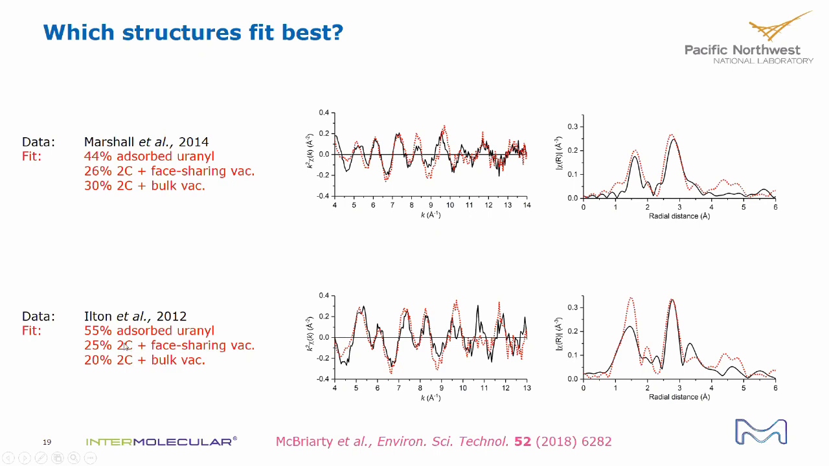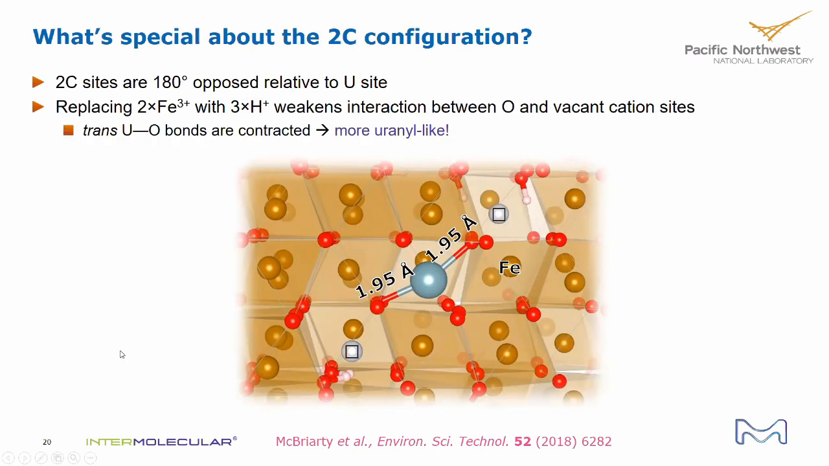So what is it about this 2C structure, this double corner sharing vacancy structure? Well, in this structure, the two corner sharing sites are 180 degrees opposed relative to the uranium site. And what this means is that when we take out an iron 3 and we only partially protonate these vacancies, then the electrostatic interaction between the oxygen, which is coordinated to the uranium, and this vacancy is much weaker than it would be if you had an iron 3 in this site. And so this allows these 2 oxygen uranium bonds to contract a little bit. And what you end up with is a uranyl-like structure within hematite.